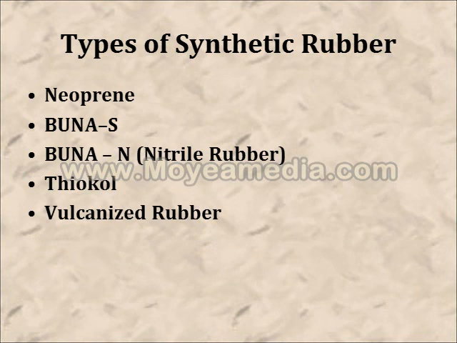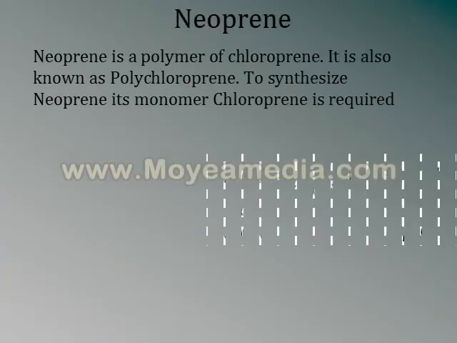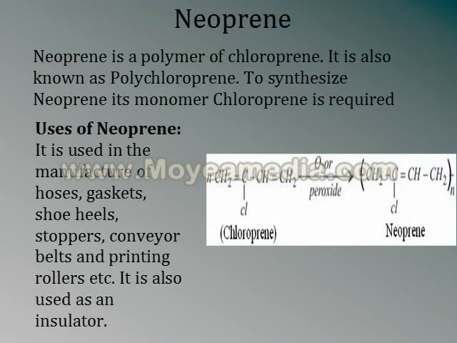There are some types of synthetic rubber also, which are neoprene, buna S, buna N, thiokol, and vulcanized rubber. Number 1, neoprene. Neoprene is a polymer of chloroprene. It is also known as polychloroprene. The chloroprene reacts in the presence of oxygen and peroxide to form neoprene. The reaction is shown in the figure. Neoprene is used in manufacturing of hoses, gaskets, shoe heels, stoppers, conveyor belts, and printing rollers, etc. It is also used as an insulator.